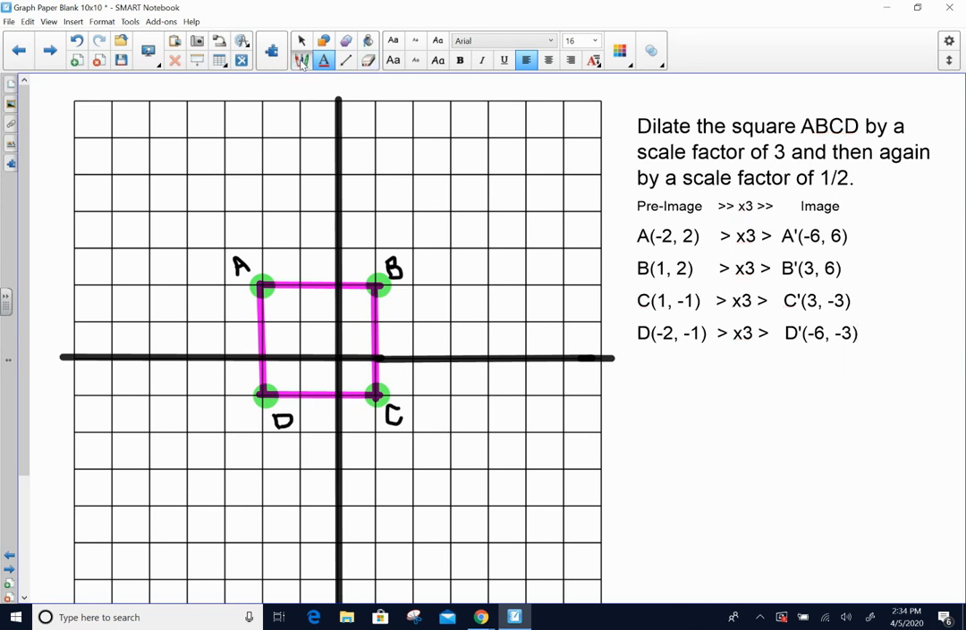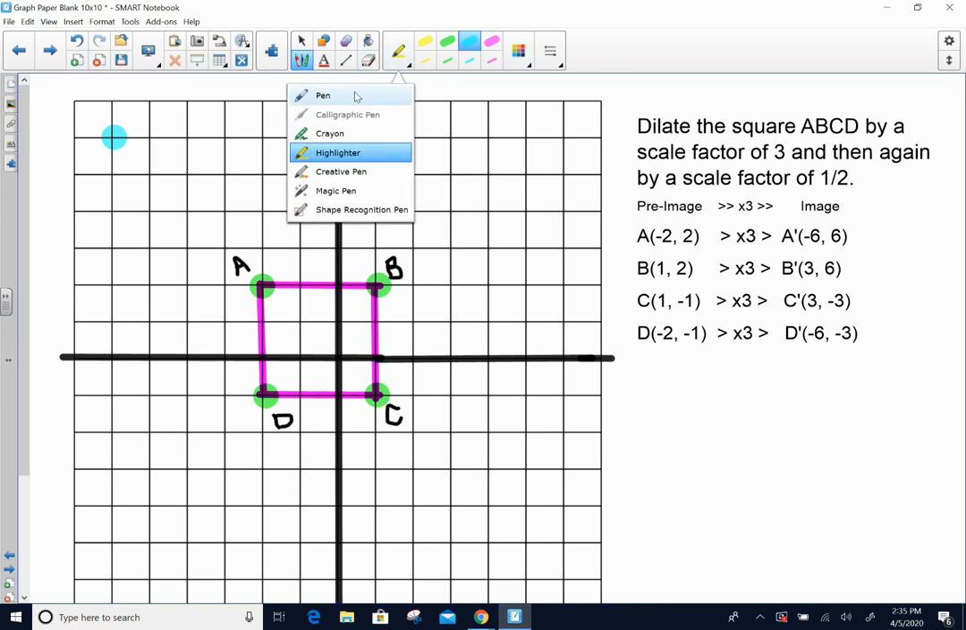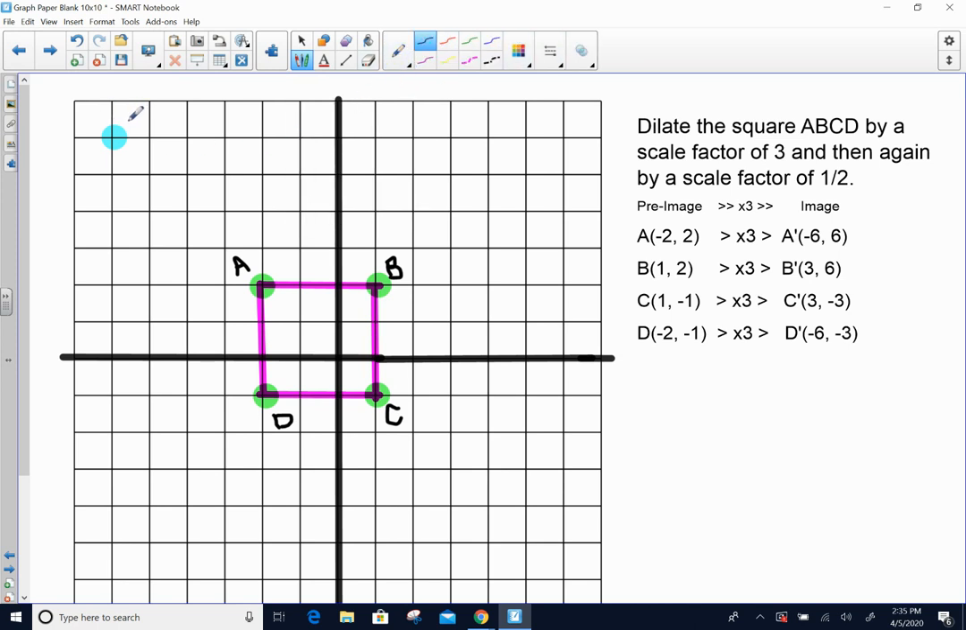I can go ahead and plot these points now. I've got A prime at negative 6, positive 6. So my x value is negative. I'm going to the left. 1, 2, 3, 4, 5, 6. And I'm going to go up 6. 1, 2, 3, 4, 5, 6. And I'm going to go ahead and make this a different color. Let's do blue for that. I want to label it. I always label right away because I don't want to forget which points are which. And this is my image.